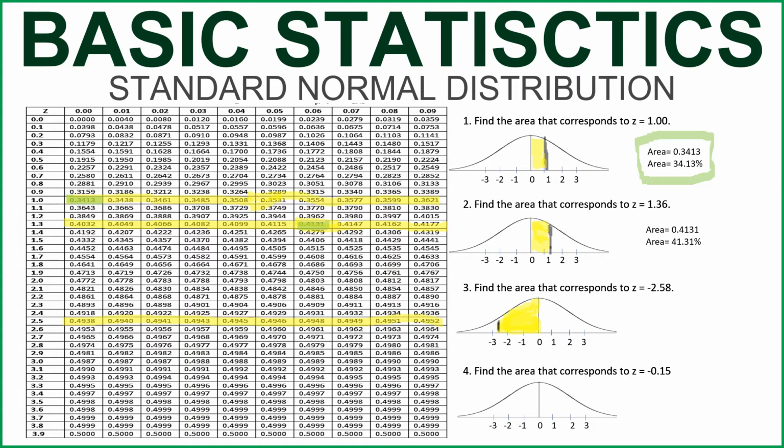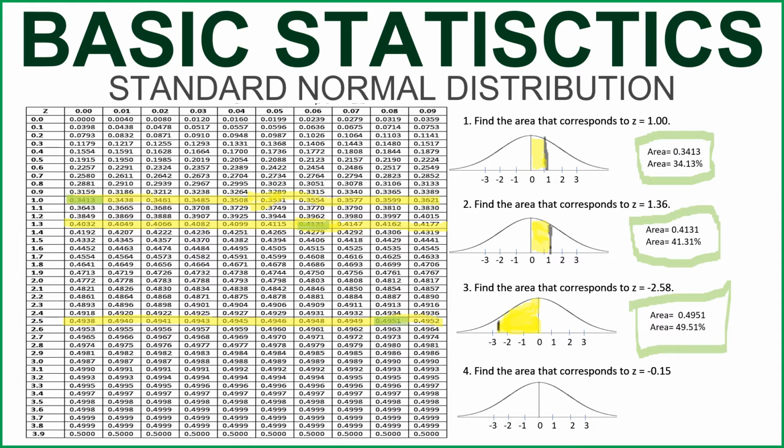Okay. So, 2.5. Yung third digit natin is 0.008. So, where is 0.008? Ito. So, therefore, our answer is 0.4951. Therefore, our area is 0.4951, and when you convert it into percentage, that is 49.51%. So, this is our final answer. Ito rin yung final answer sa number 2.